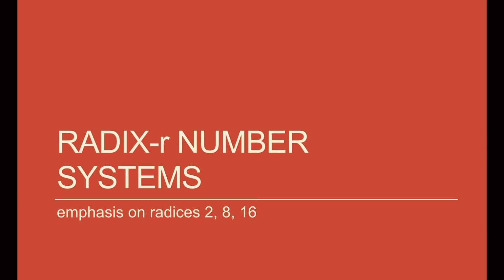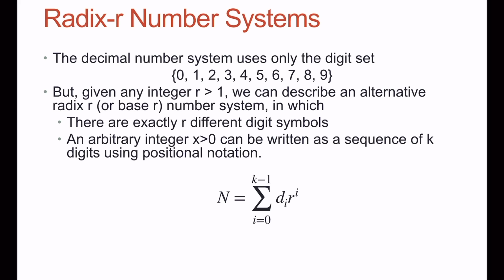Today we're going to talk about different radix number systems, and we're going to focus on radix 2, 8, and 16. That's binary, octal, and hexadecimal. We will consider number systems where the radices are integers greater than 1. The most typical digit set goes from 0 to r minus 1. So for decimal, which is base or radix 10, we have the digit set 0, 1, 2, 3, 4, 5, 6, 7, 8, 9. So we have exactly 10 different digit symbols.